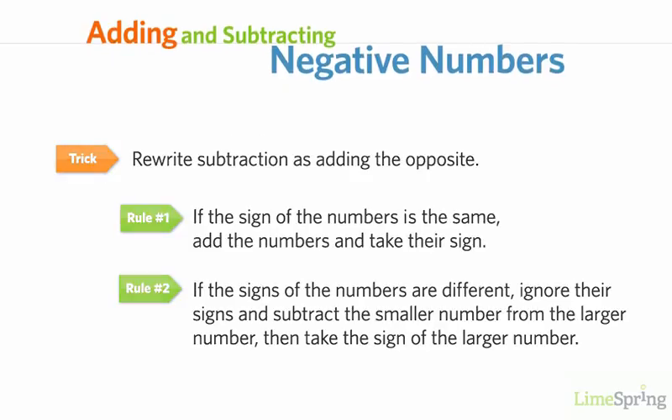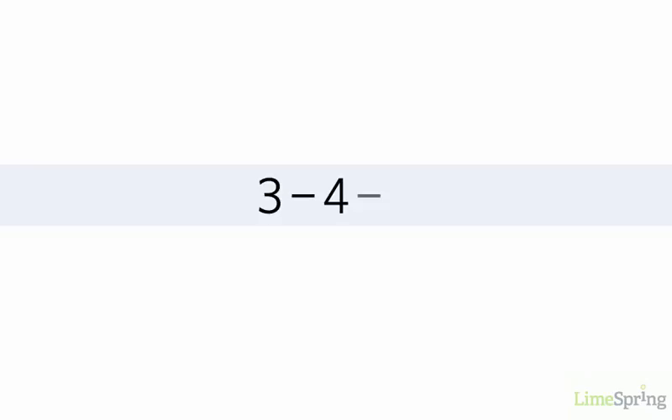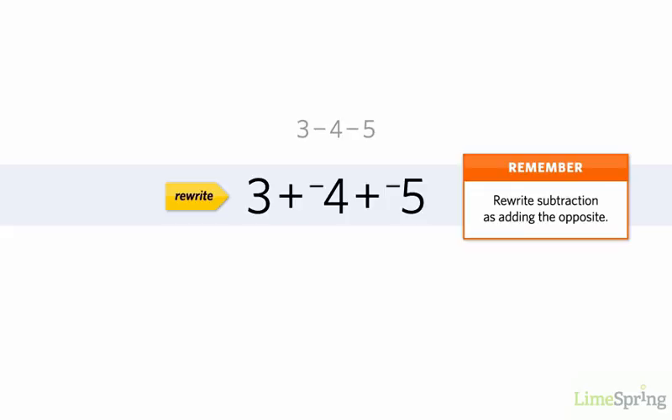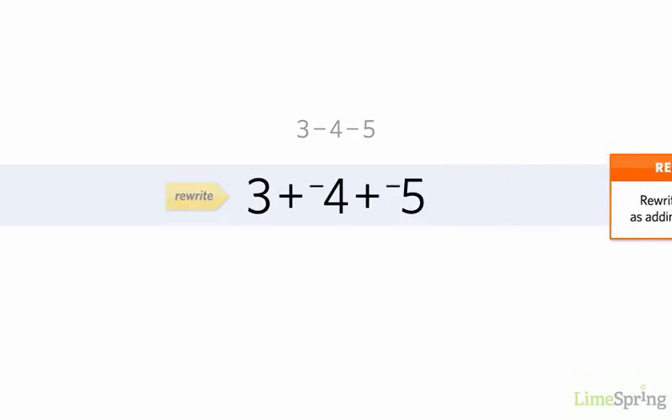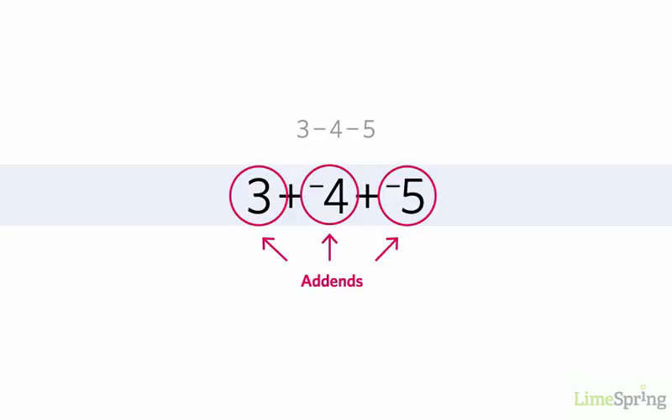Okay, on to our last problem. 3 minus 4 minus 5. First, let's rewrite subtraction as adding the opposite, to get 3 plus -4 plus -5. Now, the only difference between this problem and the others is that we have 3 rather than 2 things being added together. As an aside, you may recall that these things are called addends. In this case, the addends are 3, -4, and -5. To solve a problem with 3 addends, we simply read from left to right and solve as we go.